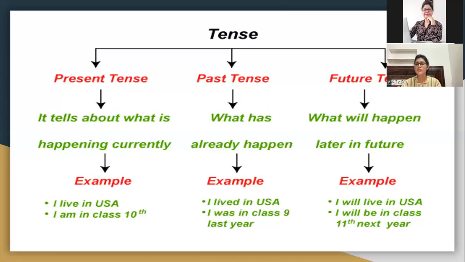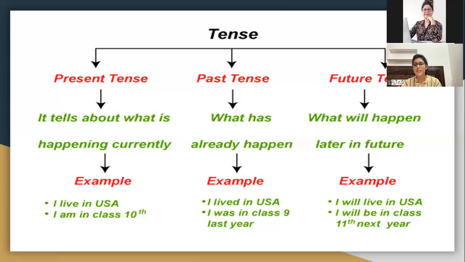And further, I explain future tense. What is future tense? It is about what will happen in the future. The examples: I will live in USA. I will be in class 11th next year. If a sentence has words like tomorrow, next year, next week, we use future tense in the sentence.